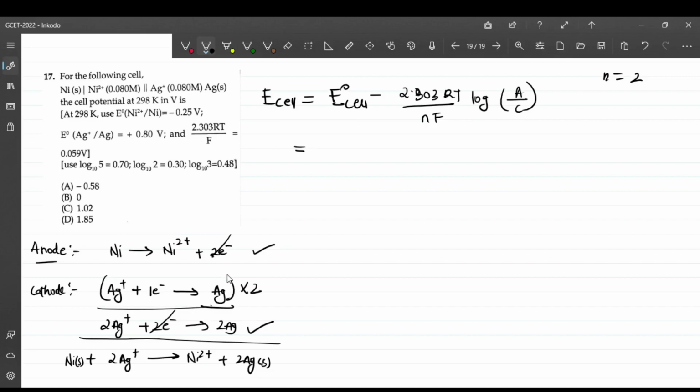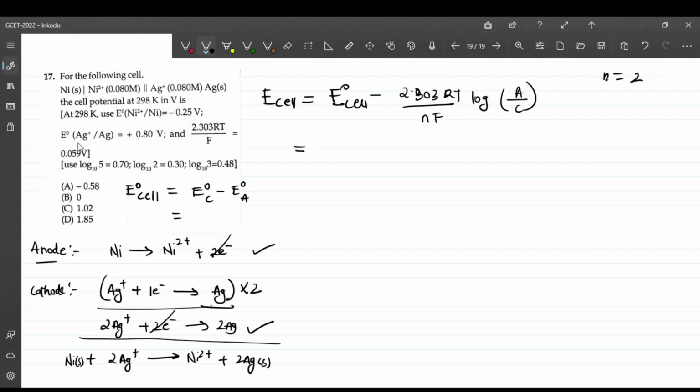Electrons involved in the reaction is 2, that's why n is equal to 2. What is E naught cell? E naught cell is equal to E naught cathode minus E naught anode. Means it is the reduction potential of the cathode minus the reduction potential of the anode. Now which of these is acting as a cathode? How to identify? One way to identify the cathode is it will have higher reduction potential than the other electrode.